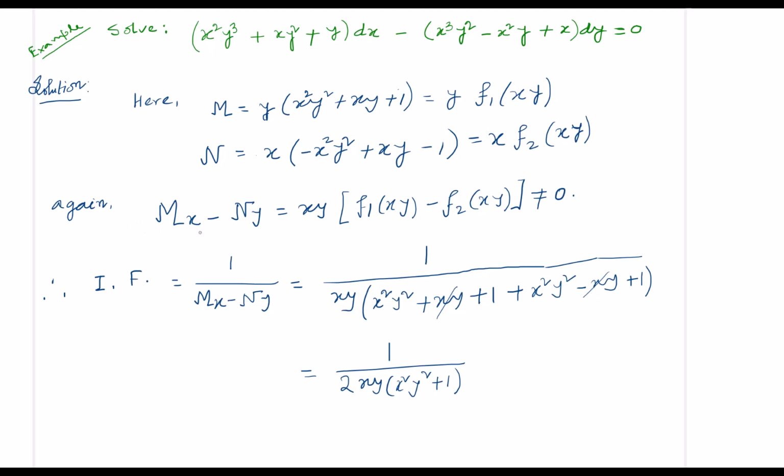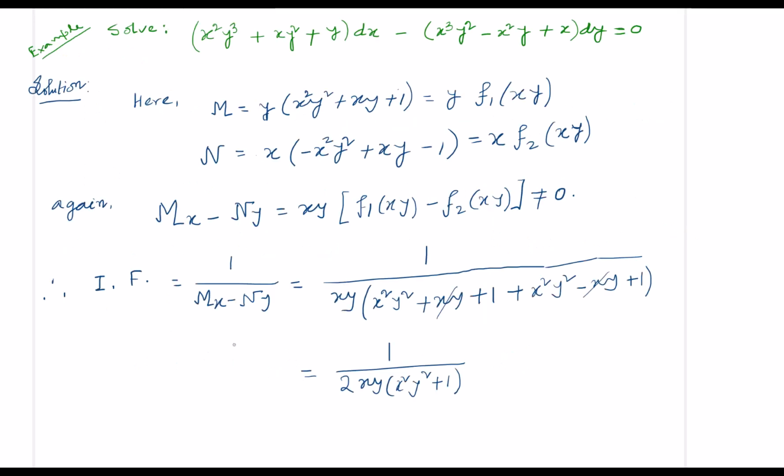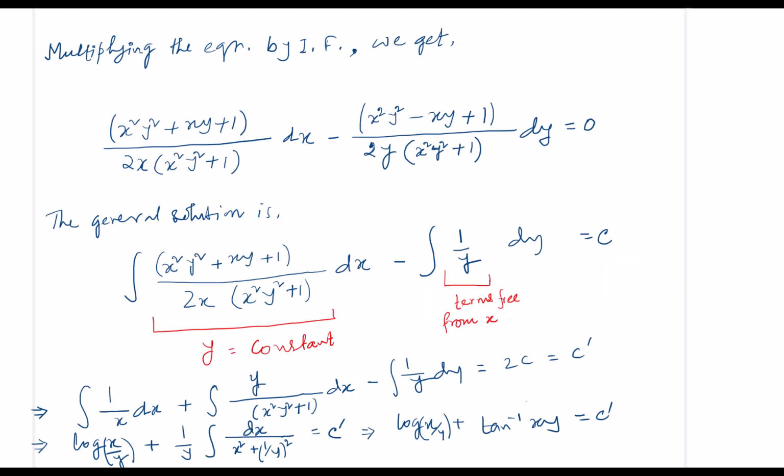Again, mx minus ny, that is equal to xy into f1 xy minus f2 xy, is not equal to 0. Then the integrating factor will be 1 by mx minus ny according to this rule, that is rule 6. So the integrating factor equals 1 by 2xy into x square y square plus 1. So multiplying by the integrating factor, we get the equation. That equation is exact and we know how to find the solution. So finally we get log x by y plus tan inverse xy equal to constant.